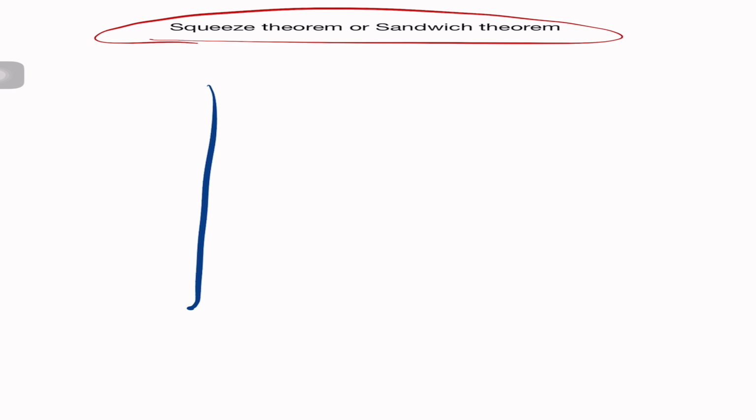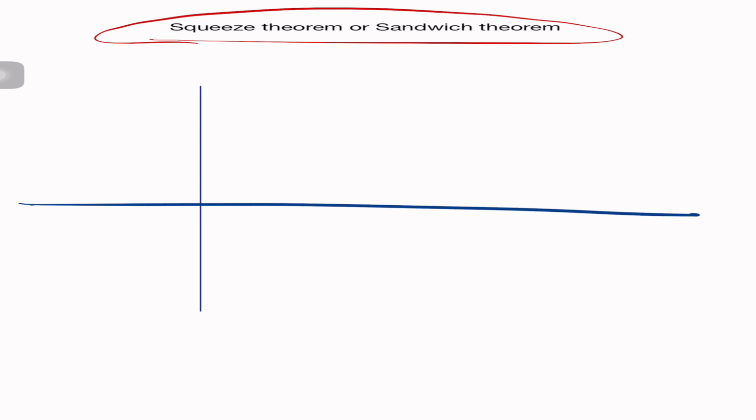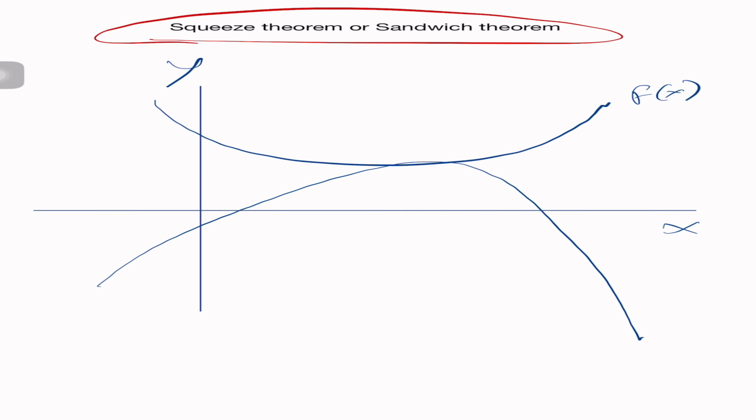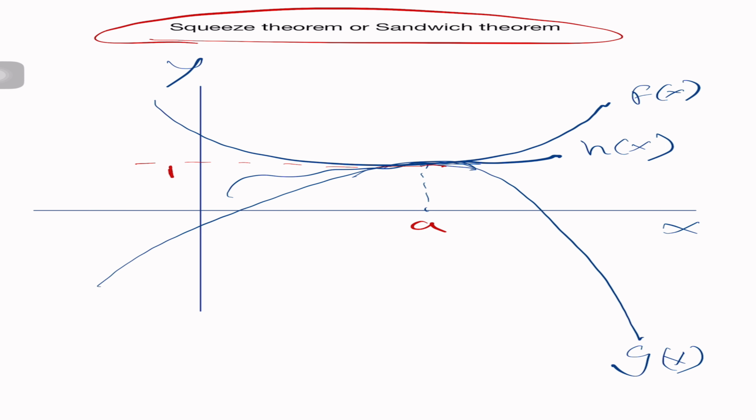Let's say we're going to draw a graph. Let's say we have x and y. Let's say we have one function, f of x, like this. Then let's say we have another function like this, and this is g of x. Now in between them we have one tricky function, let's say h of x. Let's say the point is a, and when x approaches a, we find y is, let's say, p.